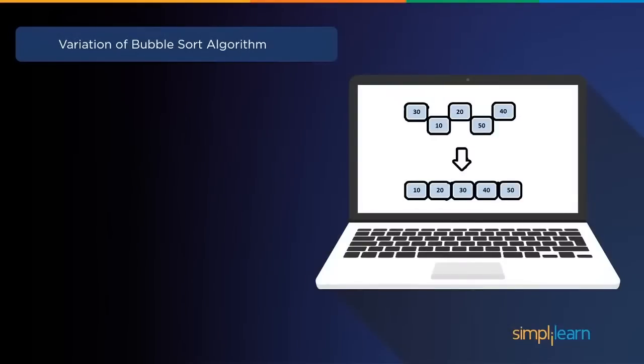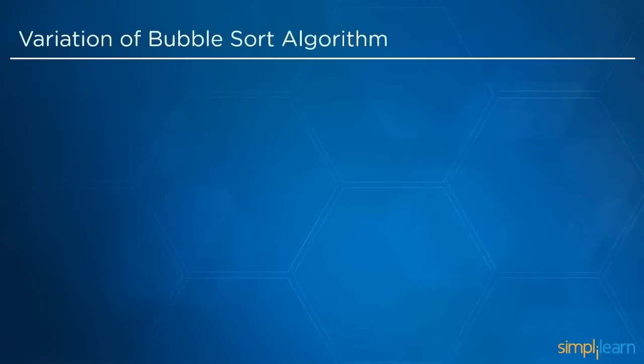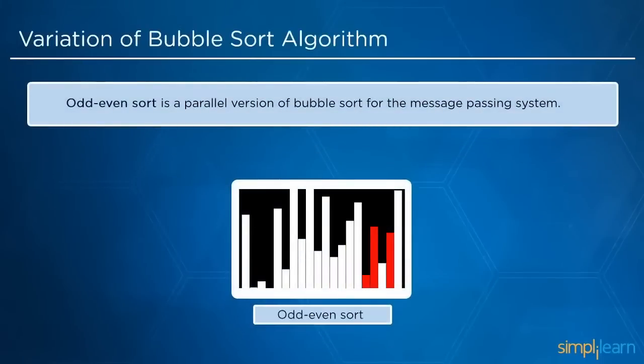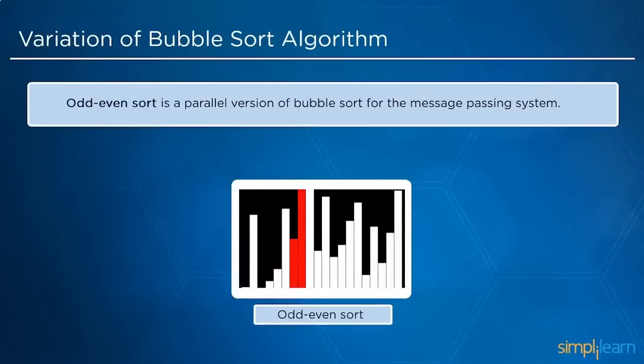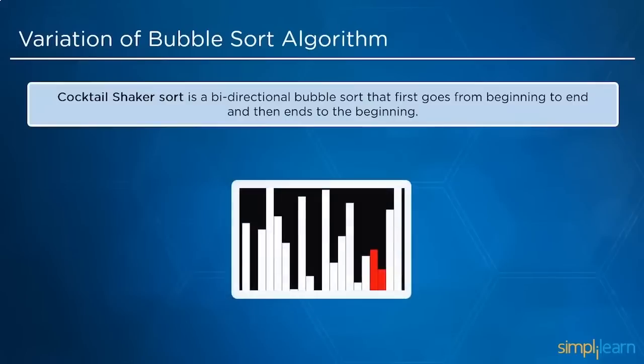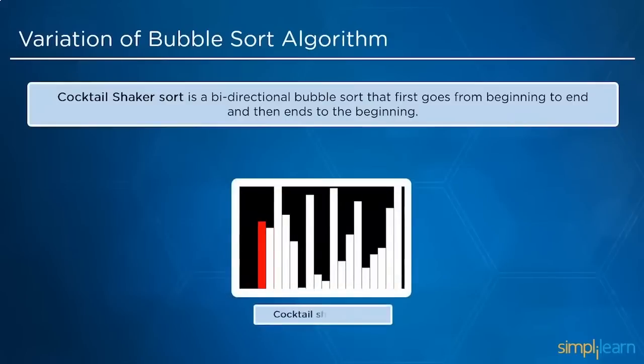Next, we will learn variations of the bubble sort algorithm. There are 2 variations of the bubble sort algorithm: odd even sort and cocktail shaker. Odd even sort is a parallel version of bubble sort for message passing systems, whereas cocktail shaker is a sort of bidirectional bubble sort that first goes from the beginning to the end and then from the end to the beginning.